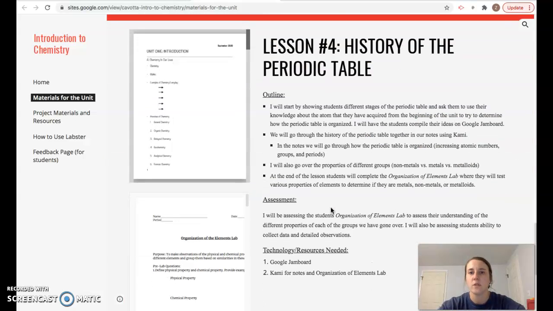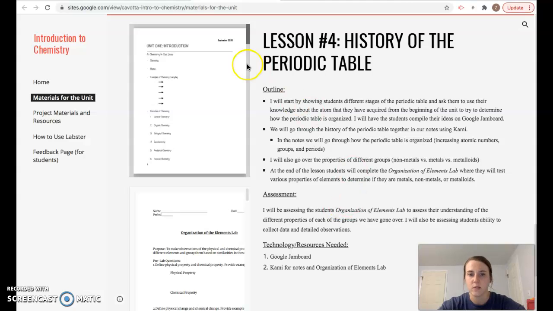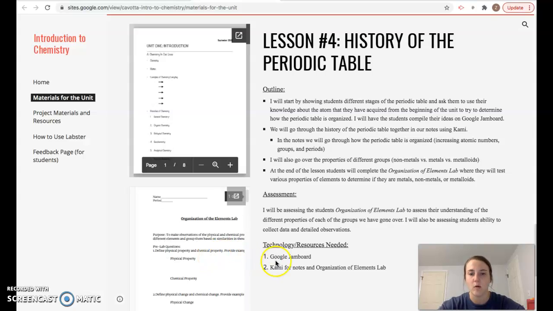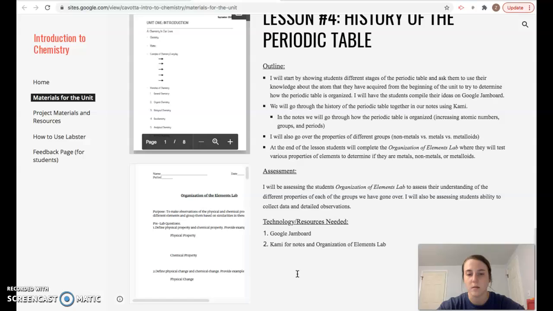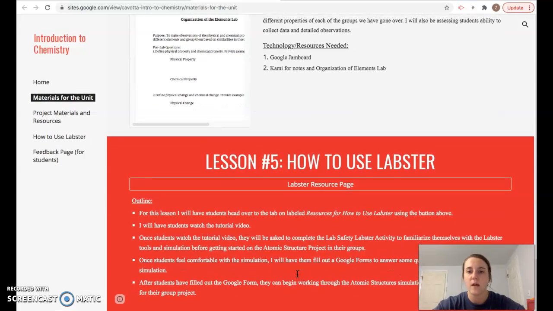Then in lesson 4, we talk about the history of the periodic table. This is where I start to actually have them take formal notes, and we do another lab where they're also studying chemical and physical properties of different elements on the periodic table. And then in the 5th lesson is where the project starts to come in and is incorporated into the unit. In the 5th lesson, I have students looking at how to use Lobster, this virtual simulation.